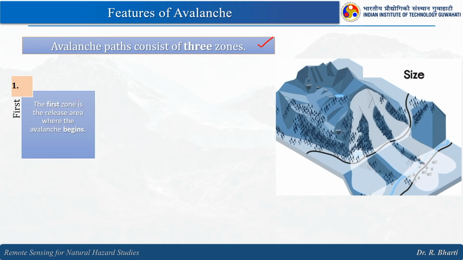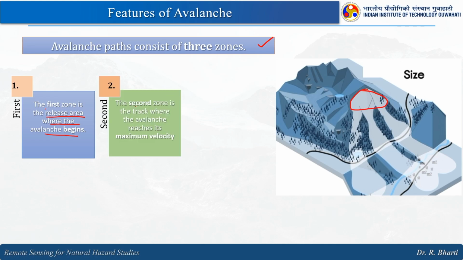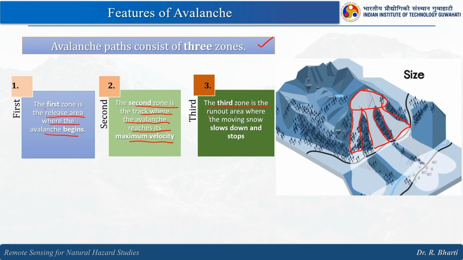So, in the first zone, the release area where the avalanche begins, right. So, this is the release area. The second zone is the track where the avalanche reaches its maximum velocity. So, here this is the track, right, where it will have the maximum velocity. The third zone is the runout area where the moving snow slows down and stops. So, this is the runout area, right.